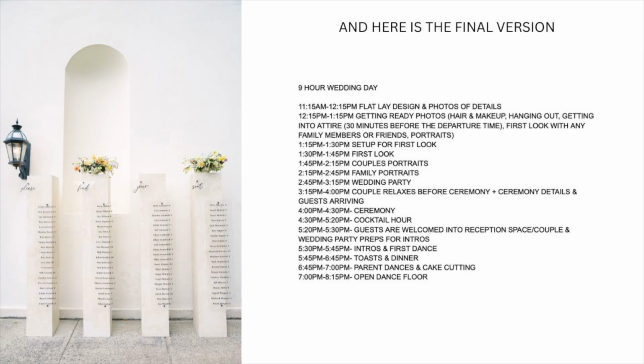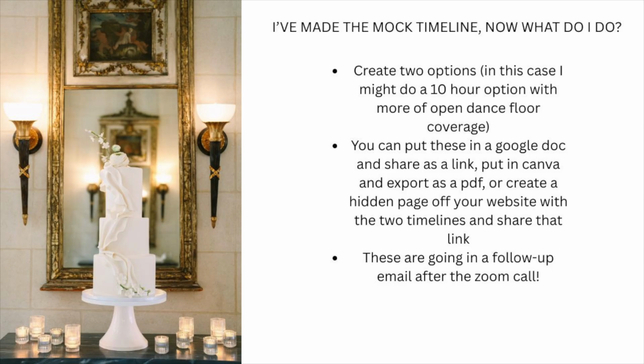So in this case, I would be recommending 9 hours of wedding photography coverage to my couple, or more in case they wanted additional open dance floor coverage or if they had a special exit planned for later in the night. So what happens next? What I'm going to do is create 2 mock timeline options for my couple. In this case, it would probably be the 9-hour option and a 10-hour option as well.